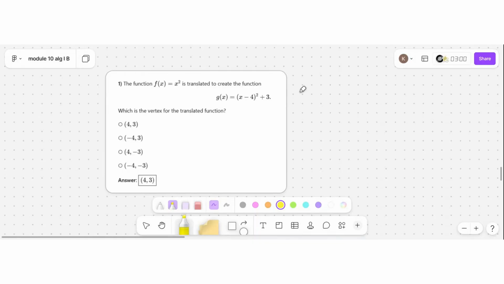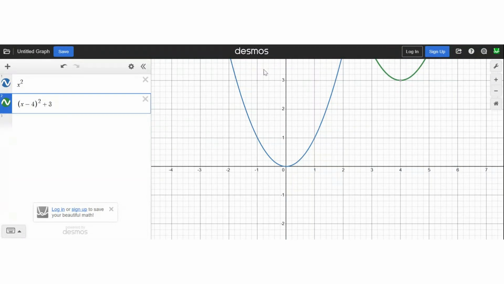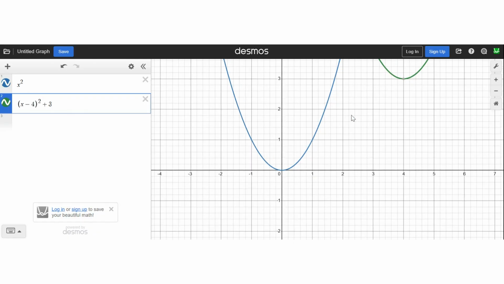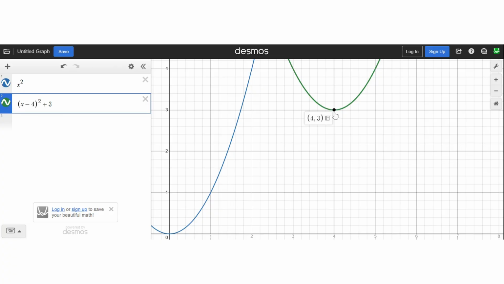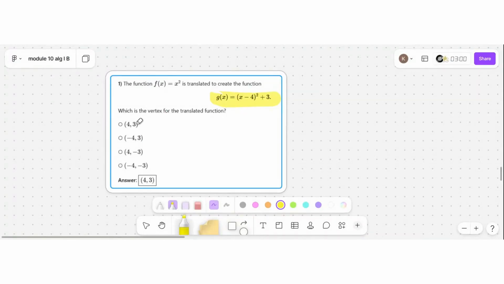It says the function x squared is translated to create this function here. Which is the vertex of this function? So it wants to know the vertex of this one. And again, the vertex, like we've been saying, is where it shifts direction. It says x squared was the parent, and the translated function was this one in green. So let's go to the green one and see what the vertex is. If I click here, I actually get the point of the vertex, which is (4, 3). And if we go back here, that's the answer.